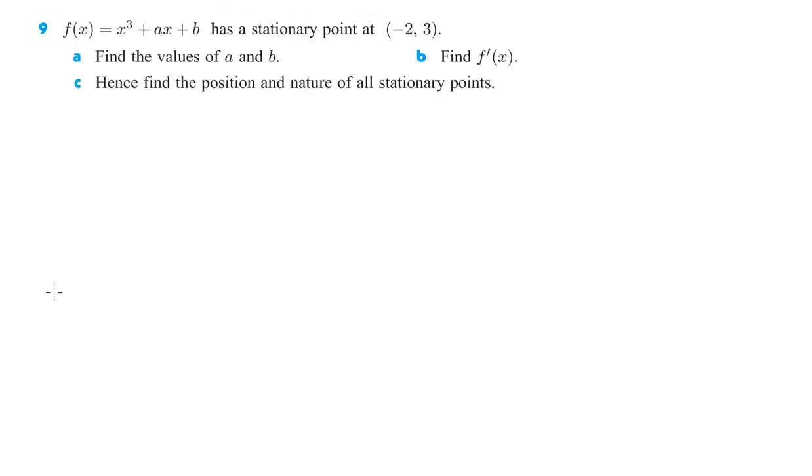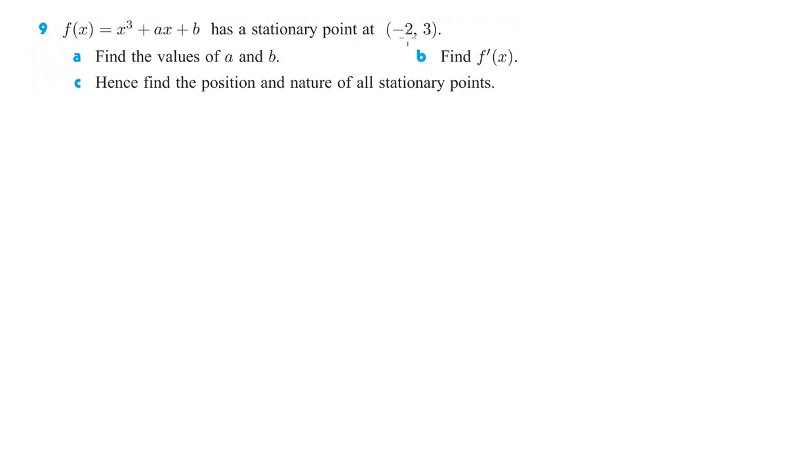Moving on here. Number 9, f of x equals x cubed plus ax plus b has a stationary point at negative 2, 3. So that means it's a maximum, minimum, or a stationary inflection. So find the values of a and b, and then find f of x, and then find the position and nature of all stationary points. Okay, so let's take it one piece at a time.